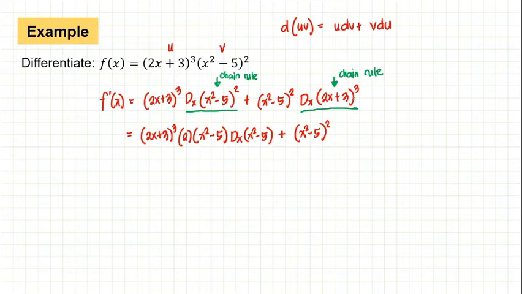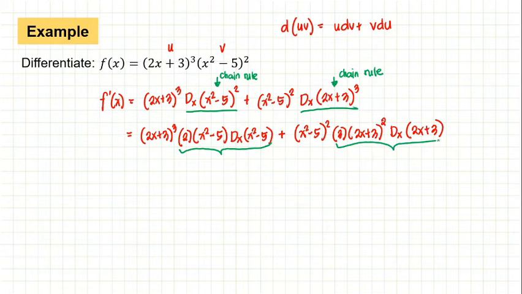So we have to bring down 3. So we have 3 times, you copy 2x plus 3, then raised to the power of 3 minus 1, that is 2. Then you take the derivative of the inner function, which is 2x plus 3. So again, here we used the chain rule. And this one, chain rule all of them.